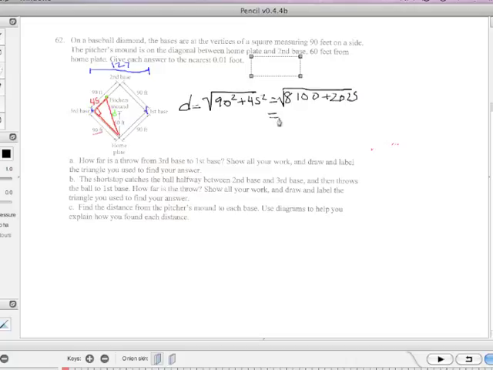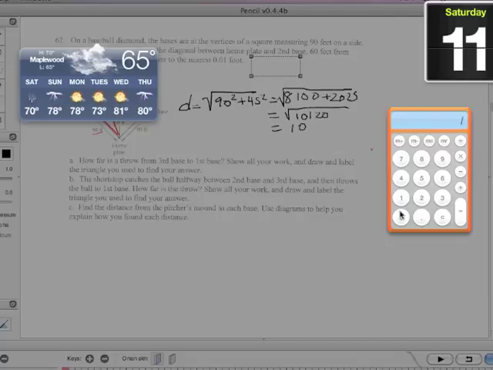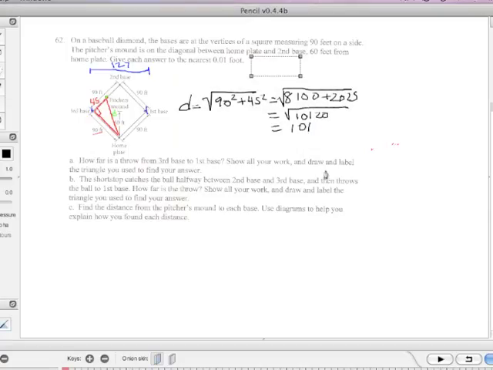And this is the square root of 10,125, which I think is like 101. Let's see. 101 times 101 equals. So it's a little less than 101, so I'm just going to say rounded to 101. Okay, so we have that answer, 101. We already have this one, 127. And now find the distance from the pitcher's mound to each base.